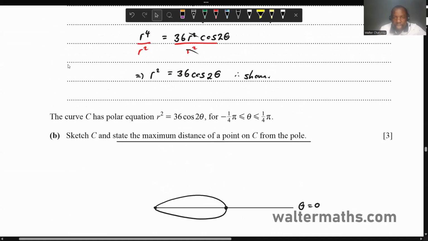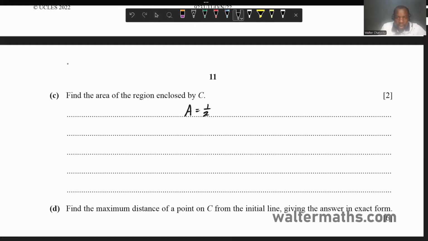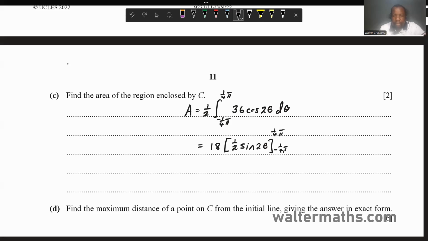So the original equation is r squared is equal to 36 cos 2 theta. And for the area, it will be half of the integral from minus a quarter pi to a quarter pi of 36 cos 2 theta, because that's r squared, with respect to theta. So that's going to be half of 36, which is 18. And integrating cos 2 theta, we get a half of sine of 2 theta, with minus a quarter pi and a quarter pi as the limits. Now, this is going to be equal to 18, actually half of 18 is 9, so 9 of sine.